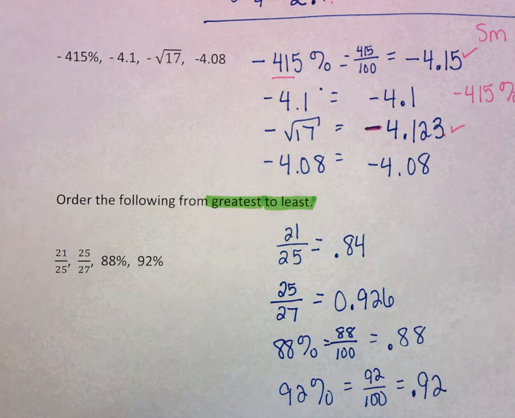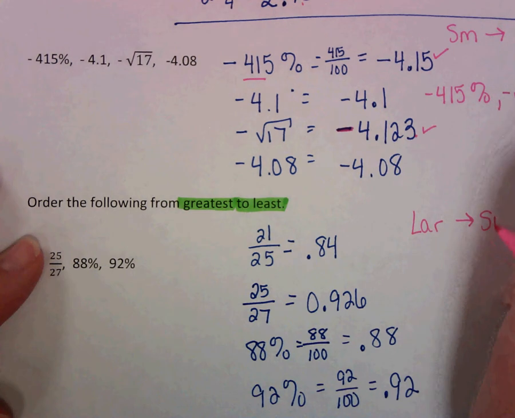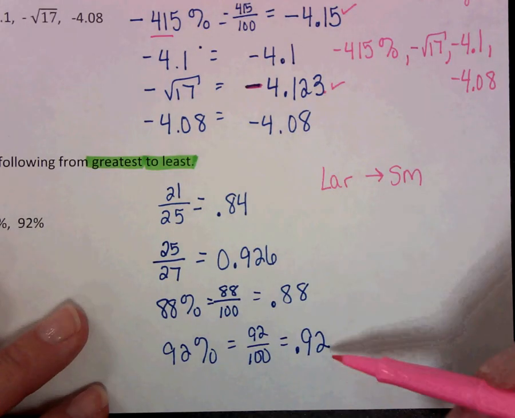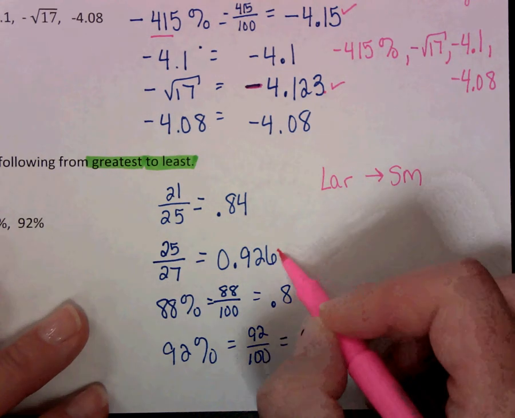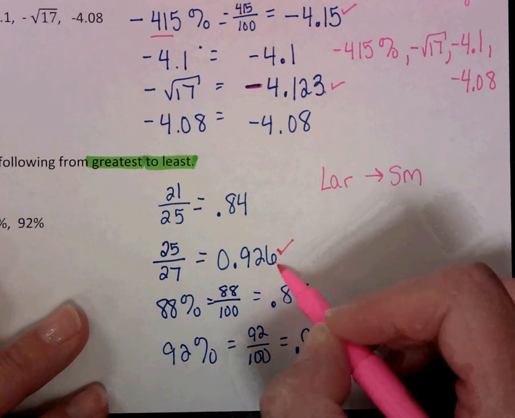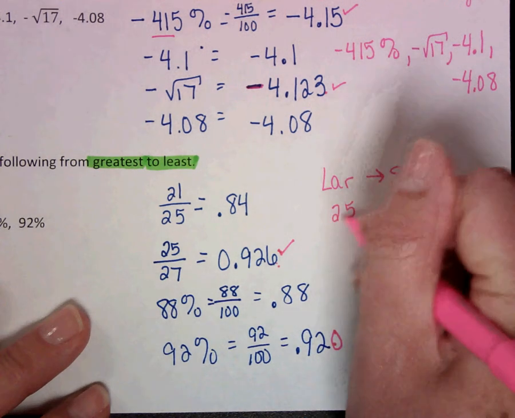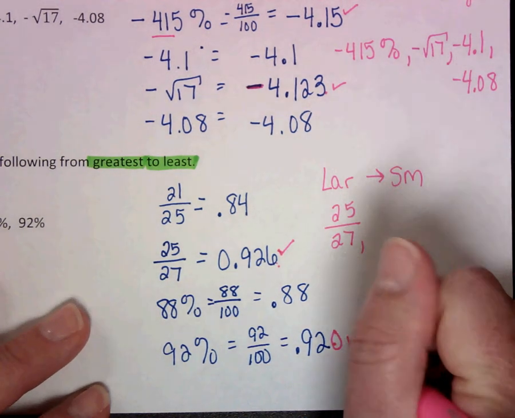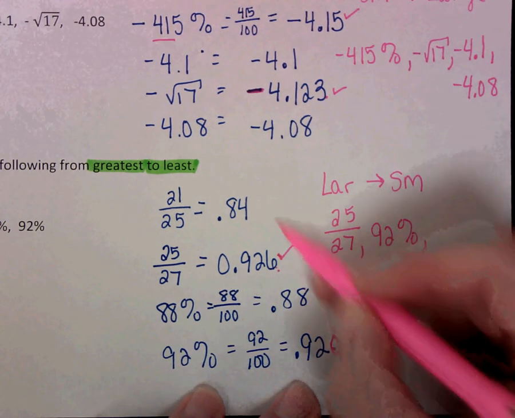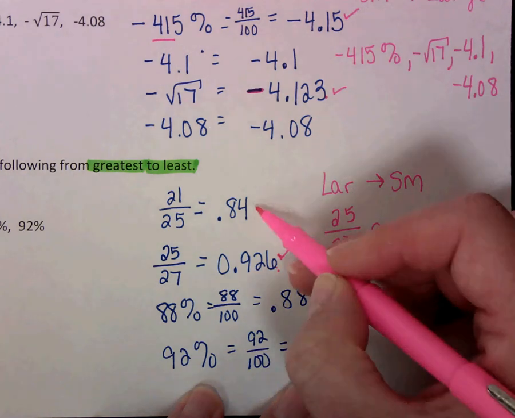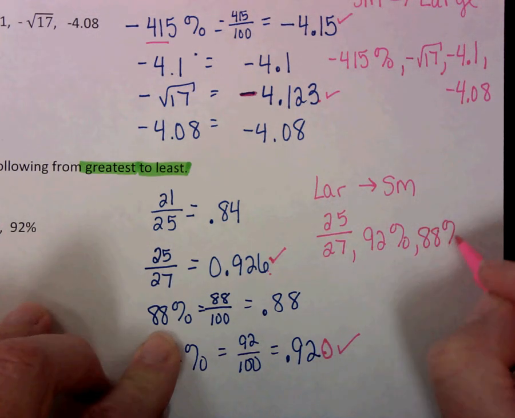This time we're going from greatest, largest, to smallest. Which one's larger here? This one is larger because it's 0.926, and this would be like 0.920. So we're going to say 25/27, and then 92%. And then which is more, 88 cents or 84 cents? Hopefully you said 88 cents, so 88% is more. And then 21/25.